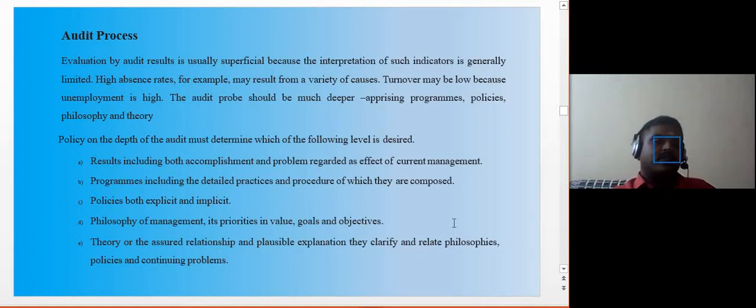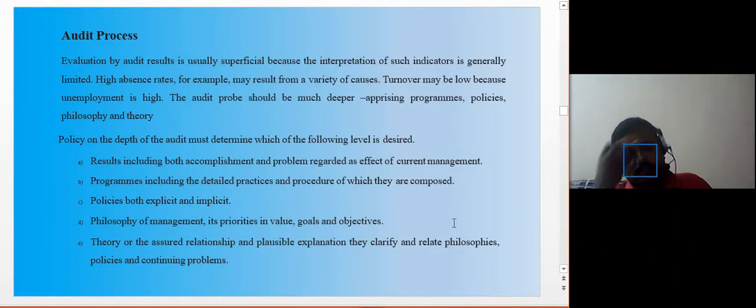Policy and the depth of the audit must determine which of the following levels is desired. The results, including both accomplishments and problems, regarded as the effect of current management. The programs, including the detailed practices and procedures of which they are composed. The policy, which is both explicit and implicit. Philosophy of management, prioritized in values, goals and objectives. Theory or other assumed relationships, an expansion of that particular problem.